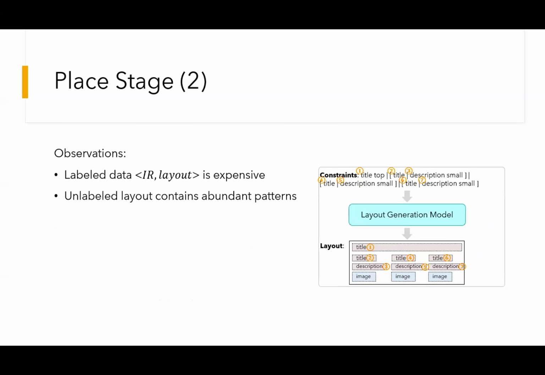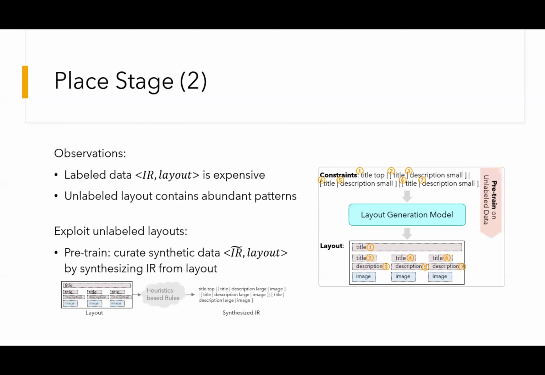For the place stage, the most challenging part is that we need lots of data with intermediate representation as input and layout as output to train that model. But such data is very expensive and hard to collect. On the other hand, we have another observation. We find that unlabeled layouts contain very abundant patterns. So our proposal is to exploit unlabeled layouts, which means we first synthesize intermediate representation from layout by a set of heuristic-based rules. Then we leverage such synthetic data to pre-train the model.